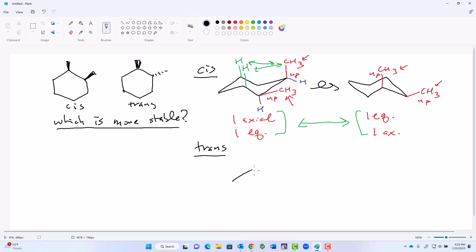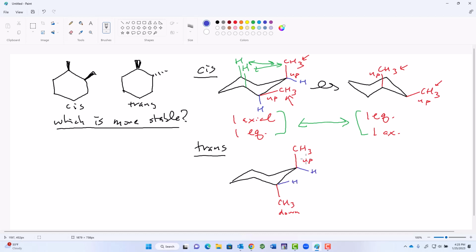So let's draw the ring structure for the trans isomer. I'm going to have one up and one down. I'm going to start at the same position. Doesn't really matter again. I'm going to put one CH3 up, and then I'm going to put one CH3 down. And again, we can check to make sure we did that correctly by drawing in the fourth bond.